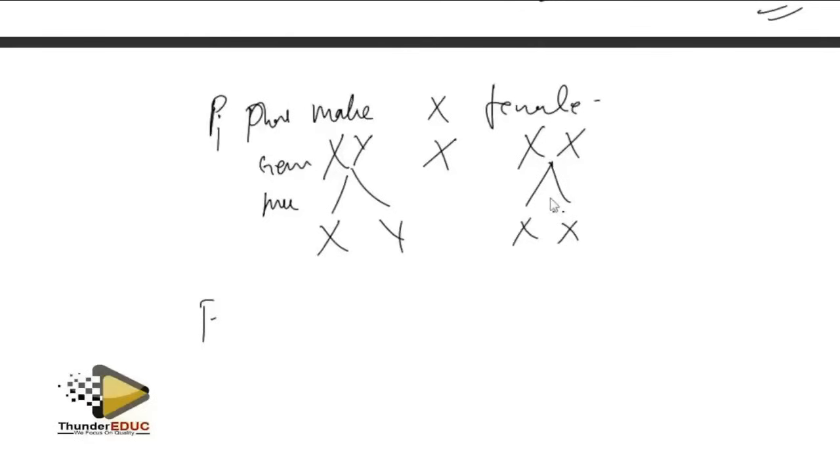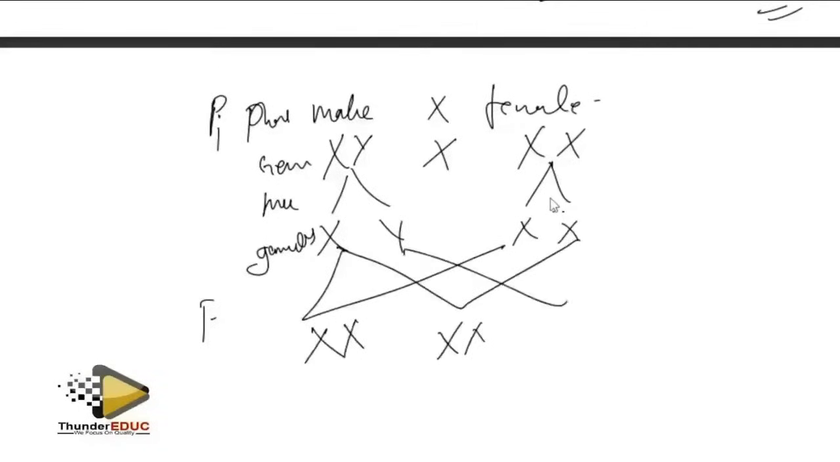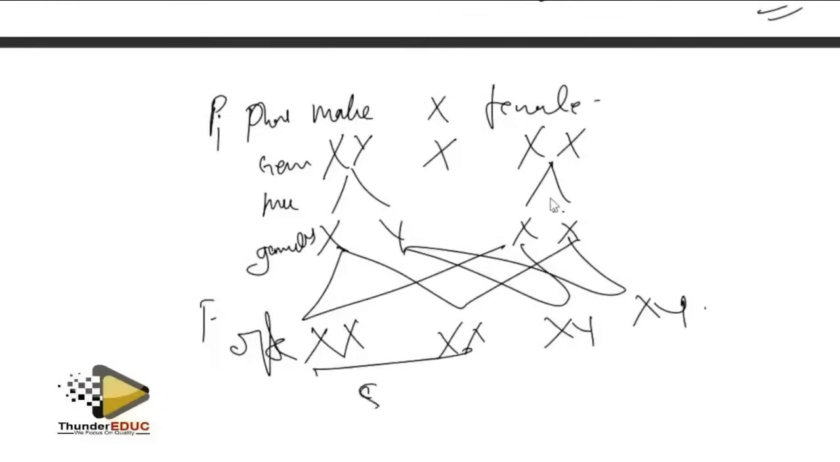Then these are gametes. Then they cross, this and this cross with Y, and this and this cross like that. So this is the offspring, meaning that you have a 50% chance of having boys and a 50% chance of having girls.